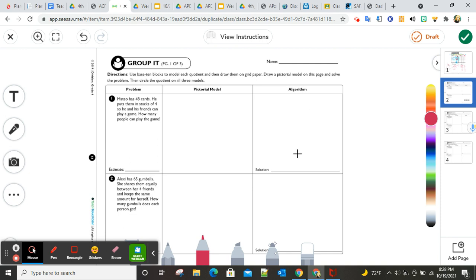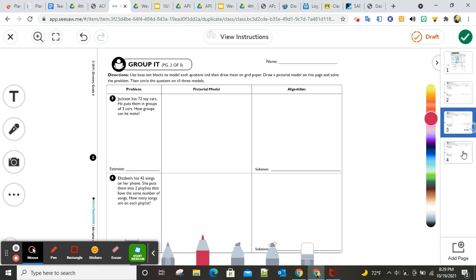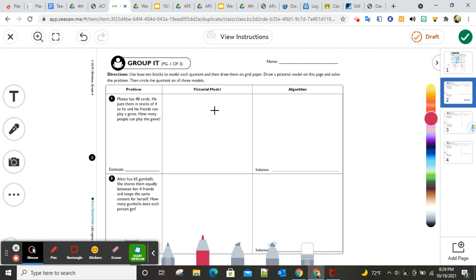I would suggest trying the partial quotient as an algorithm. You can also estimate just to wrap your brain around about what your answer is going to be. But remember, estimating is not the answer. It is a way for you to get a reasonable number that will be close to your answer. So you have 6 problems to try. Good luck.